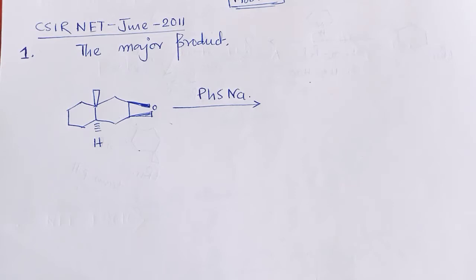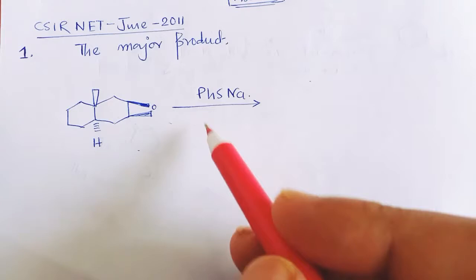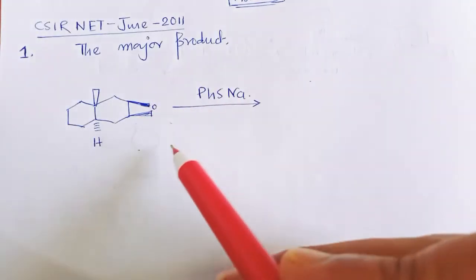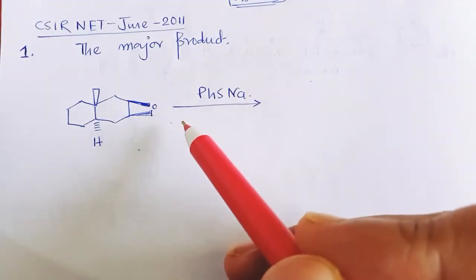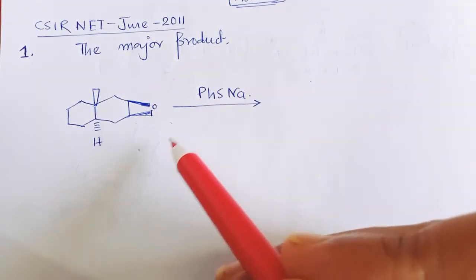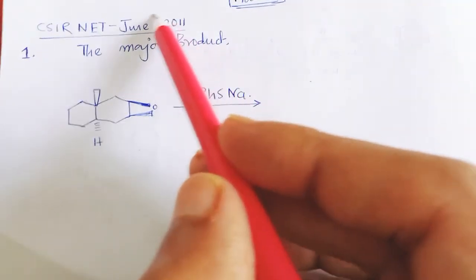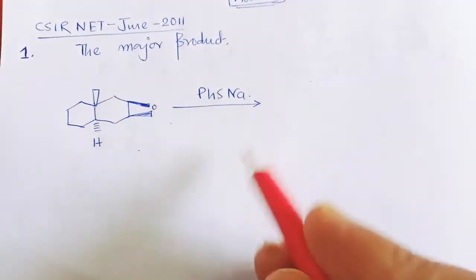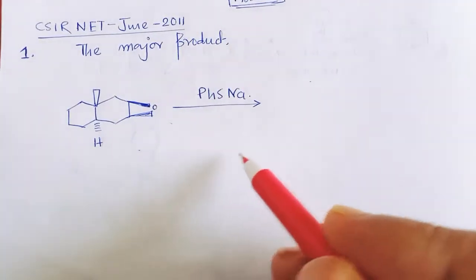Today I'm going to discuss some important problems on epoxide ring opening reactions which came in CSIR NET and GATE. So let's start. This is the first problem. We have to predict the major product. I'm not giving the options. You can check the paper of June 2011.